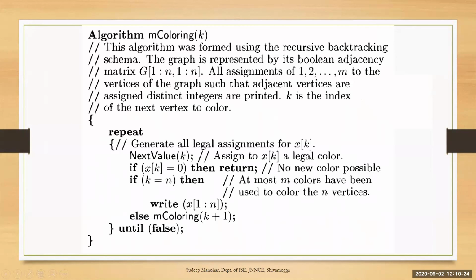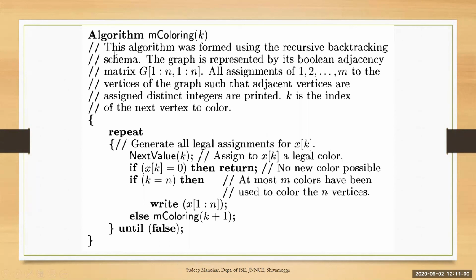Coming to the algorithm. M coloring is the name of the algorithm, and K is the vertex number. Vertex number means you have to give the starting vertex number. For example, in our previous diagram, the graph had vertices from 1 to 4, and the starting vertex is 1. We have to make a call to this M coloring algorithm by passing 1 for K. That means the starting vertex.